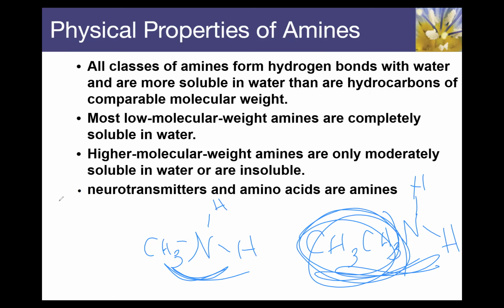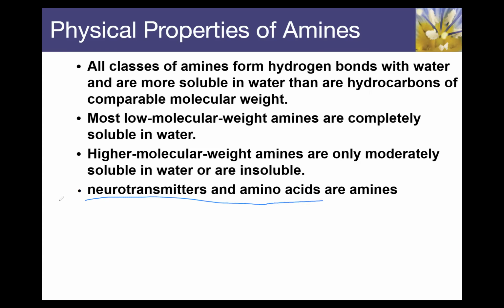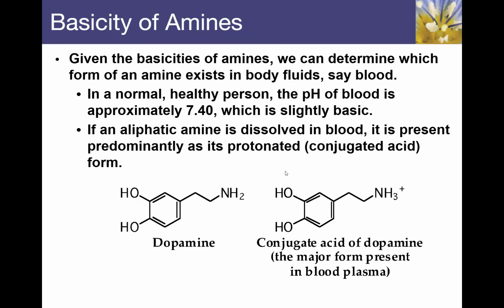Now, in our bodies, neurotransmitters and amino acids are comprised of amines. That brief chart I showed you last week, with the uses of each functional group, showed that amines are part of amino acids and neurotransmitters, which are extremely important in our bodies. So let's look at the basicity of amines. We can determine which form of the amine exists in body fluids like our blood.